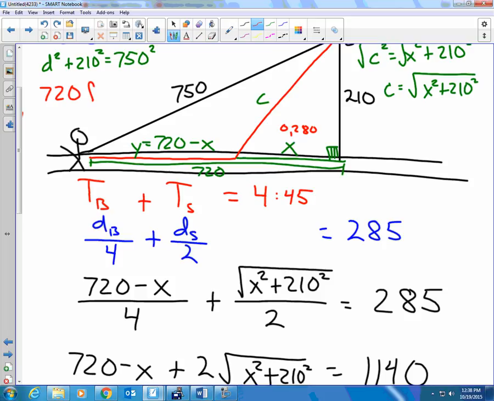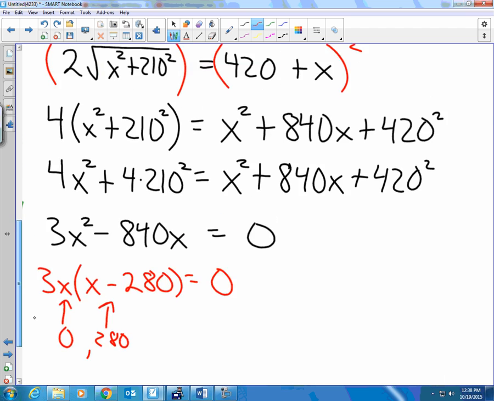720 feet. Now, that's the entire distance. He would walk the entire distance and then turn in, right? Or he has another option. He could walk 720 minus 280, which is 440 feet and turn in, and he would make it in the same amount of time.